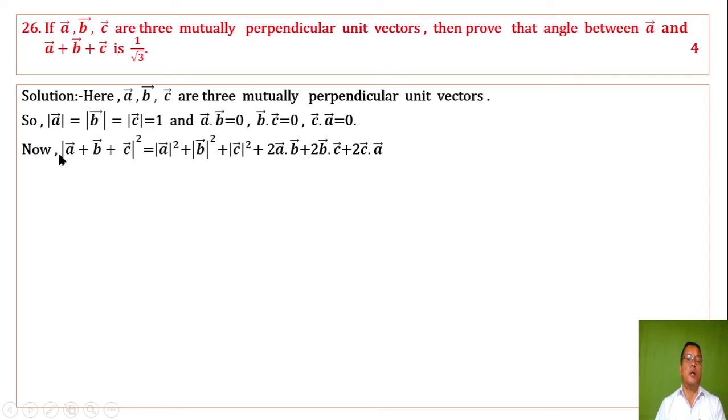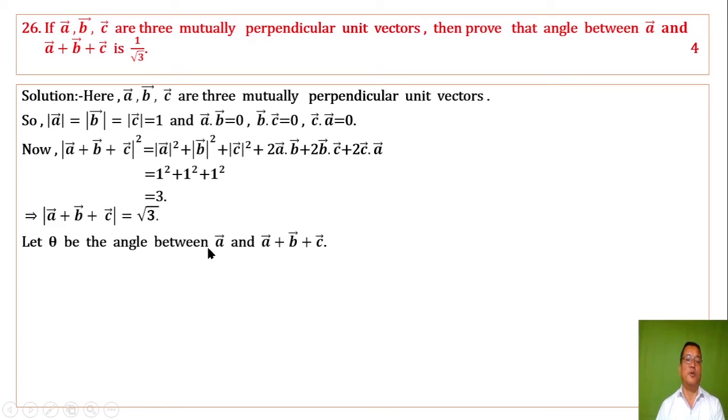Now, modulus of vector a plus vector b plus vector c whole square, whose expansion is equal to this, whose values are 1, 1, 1, and 0, 0, 0. We have 3. Therefore, modulus of vector a plus vector b plus vector c is root over 3, the positive value.